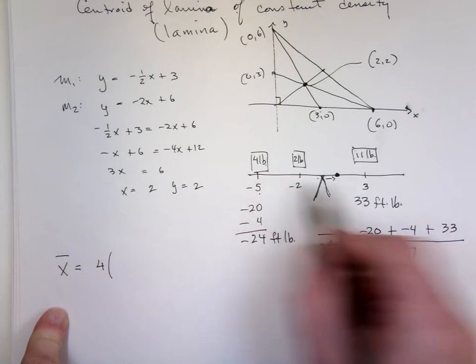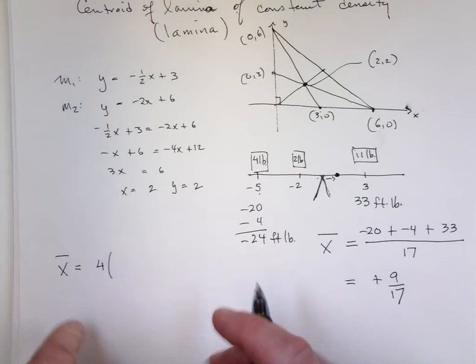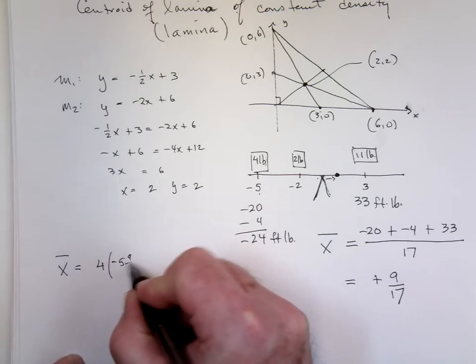Or negative 5 minus 9/17. Yeah, it would be -5 and 9/17. Oh, that's a stupid problem. Okay, that's okay. It's okay. We can do this.